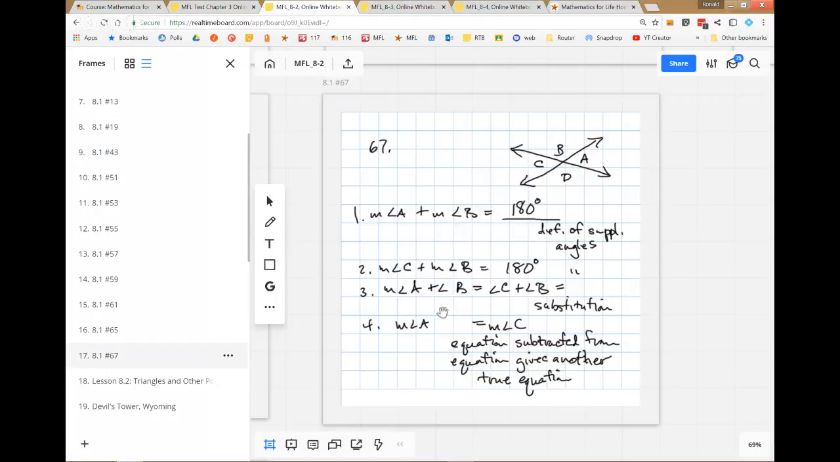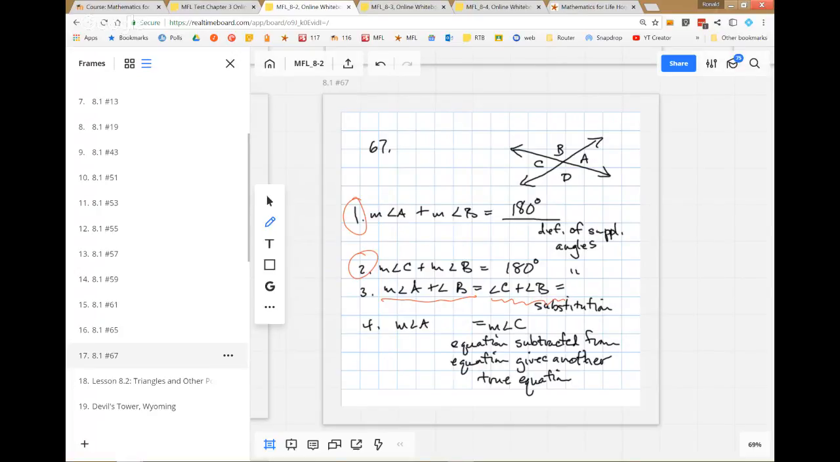Now, here's where the algebra comes in. Since both number 1 and number 2 equal 180, then they must be equal to each other. So, here's the part up from number 1, measure of A plus B. Here's the part from number 2, measure of C plus angle B. Since they're both equal to 180, don't they have to be equal to each other? Yes. So that's all I did in that line.